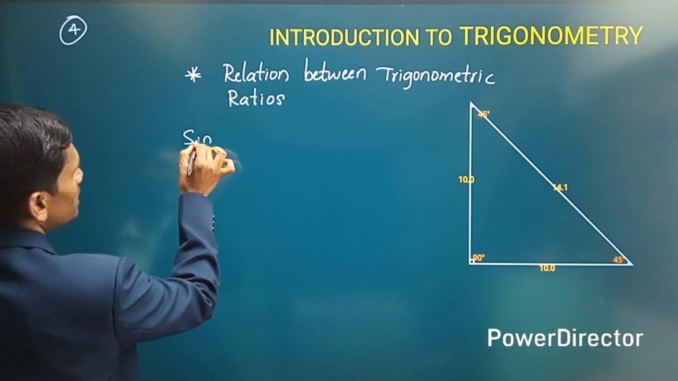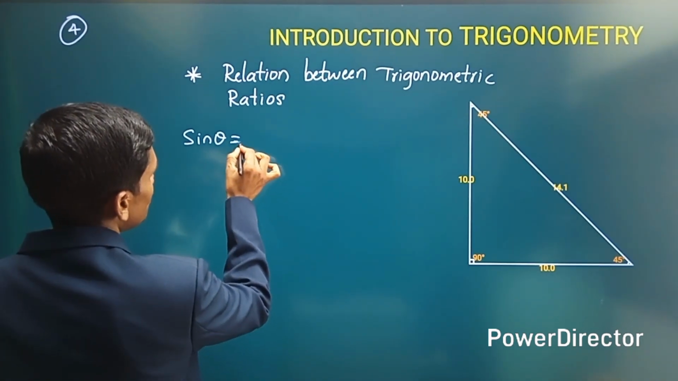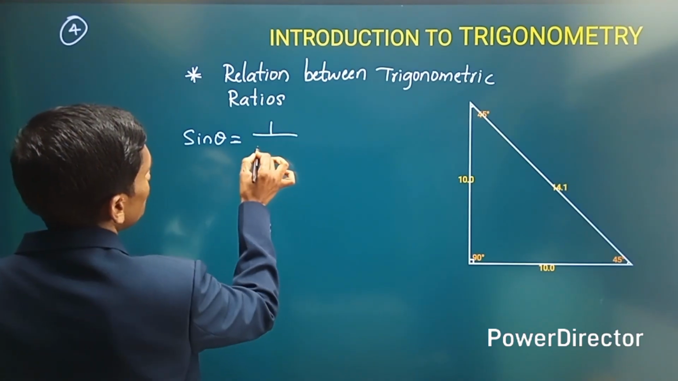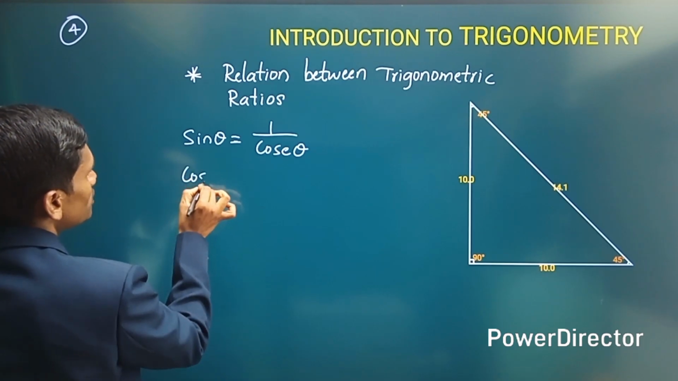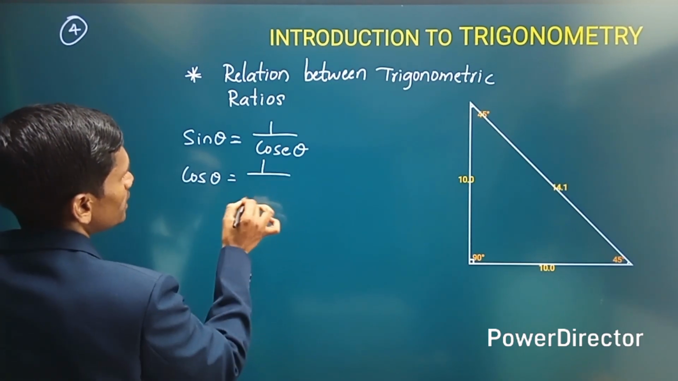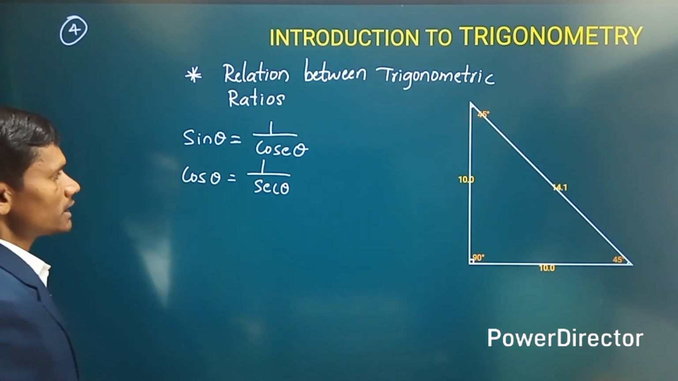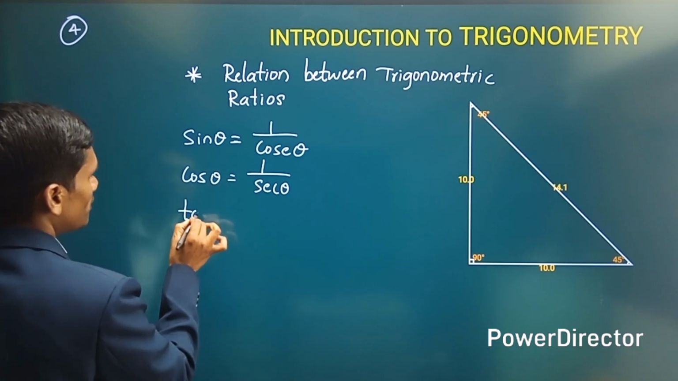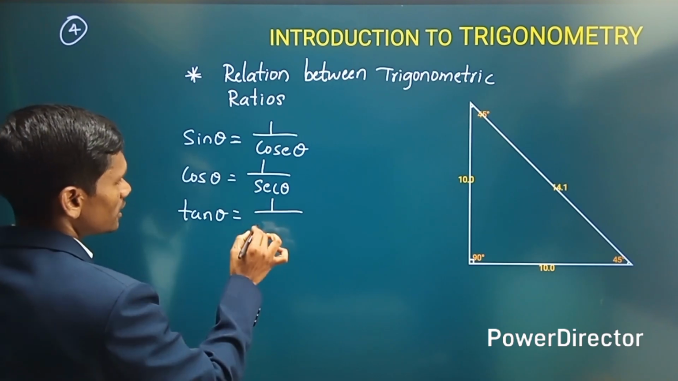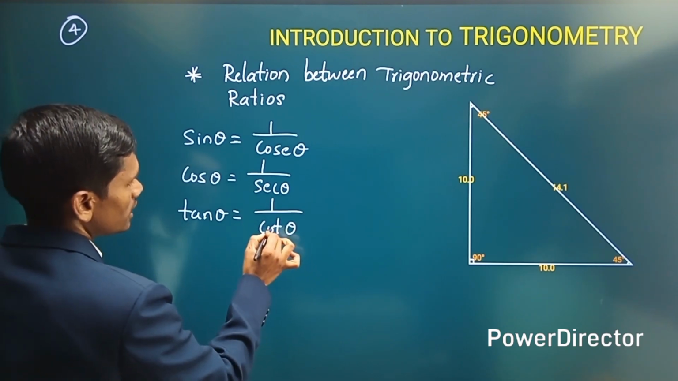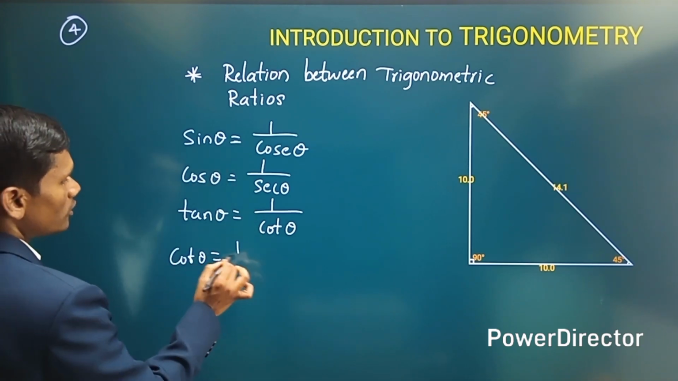If you take sine theta, it is related to one more trigonometric ratio, cosec theta. How are they related? Sine theta is 1 upon cosec theta. Next, cos theta is related to sec theta: cos theta is 1 upon sec theta. Next, tan theta is related to cot theta as 1 upon cot theta. So cot theta will be equal to 1 upon tan theta.